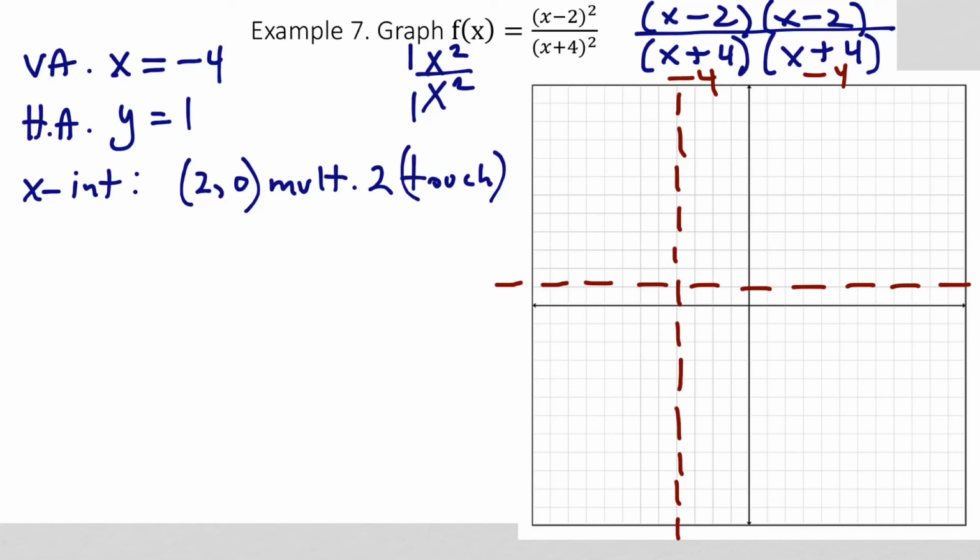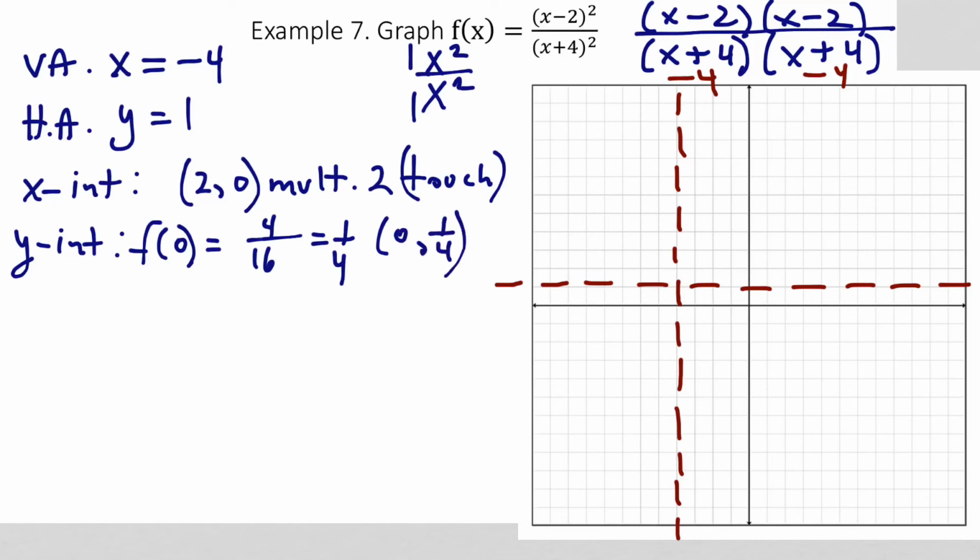All right, and then let's find our y-intercept. F of 0. So I substitute 0 in here. I'm going to get negative 2 squared, which is 4, over 4 squared, which is 16, 1/4. So I've got the point 0, 1/4. So since we have a bounce here occurring at the x-intercept, we're going to expect that the graph is not going to go underneath the x-axis. All right, but let's get a few more points in here to see what's going on.